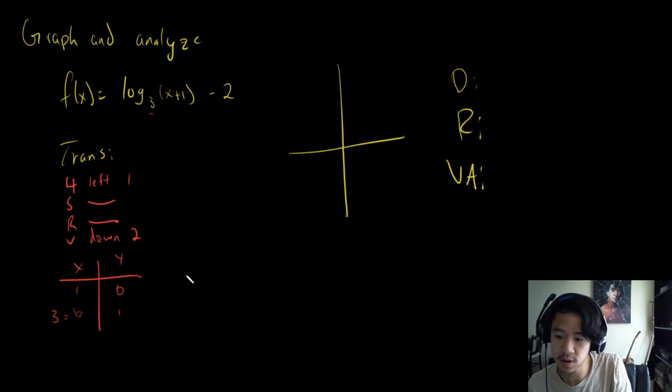Okay, and let's go ahead and apply our transformation. So we have left 1, so we're going to subtract 1 from our x's. So we have 0, 0, and then 3 minus 1 is 2, 1.